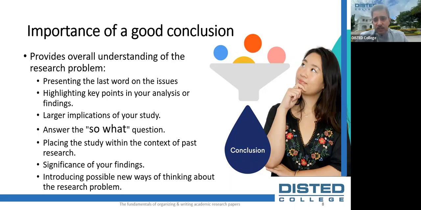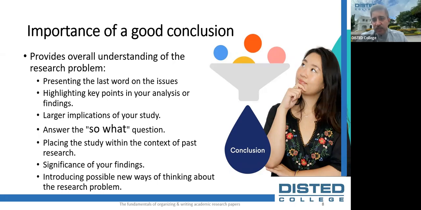The conclusion is also important in terms of demonstrating the importance of your ideas. It elaborates on the significance of your findings. The conclusion is not just trying to show all the data. What is the value of these findings, whether to the theory or to the practical application?